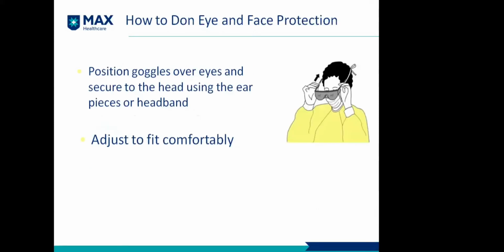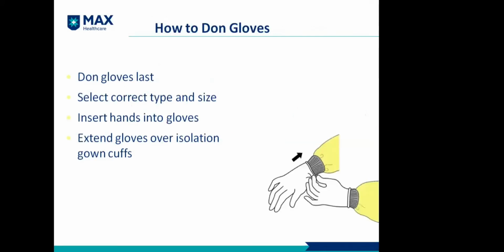Then you have to position your goggles over the eyes and secure them to the head using the earpieces or by hand. So once you wear a gown, then you wear your mask and then adjust your headbands accordingly, and you should see that whenever you're breathing, fogging does not occur. So that is the important step. Then you have to don your gloves lastly.